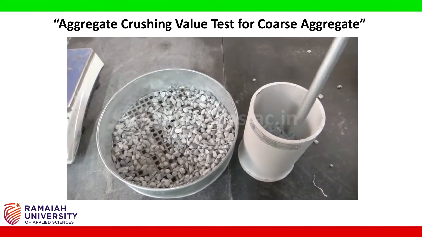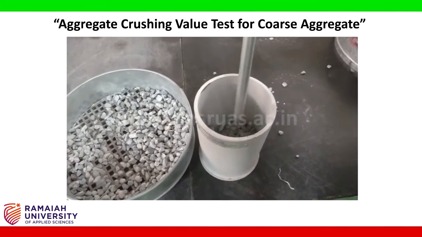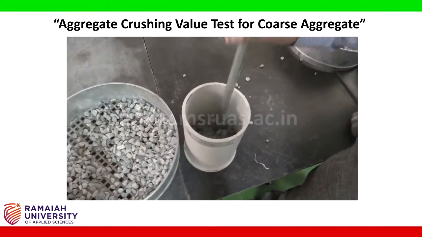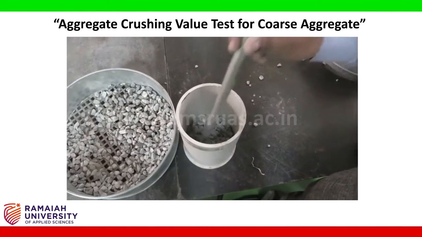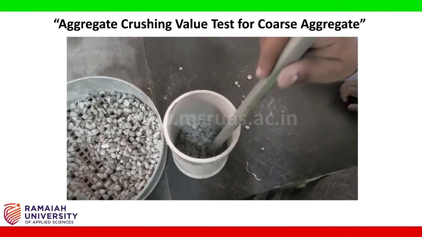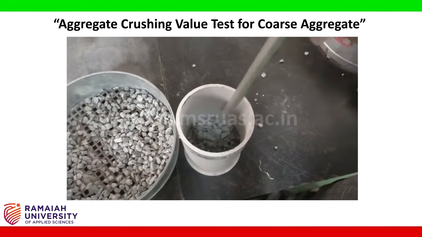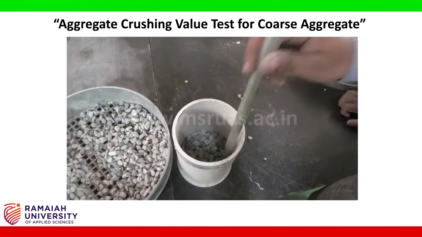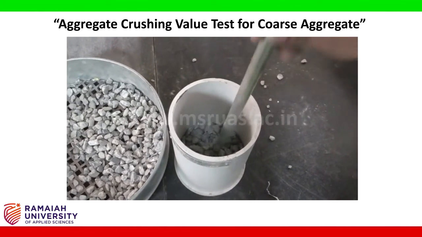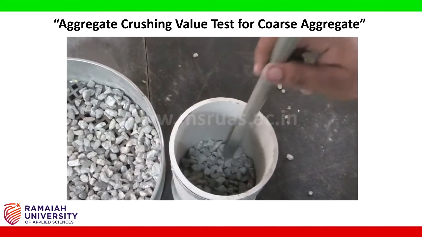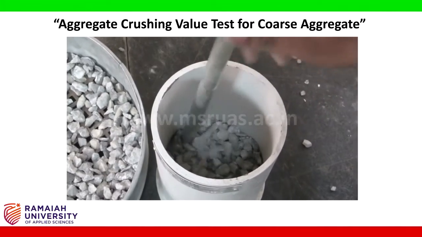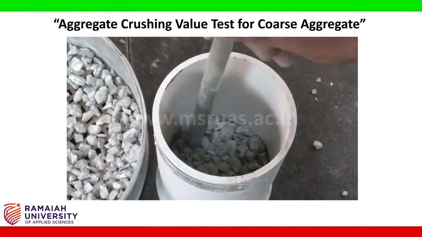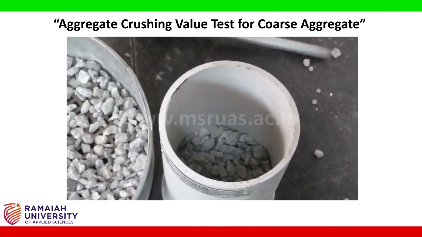So I place one-third layer here. What I am going to do, this is a 16 mm tamping rod. I am going to place 25 blows so that the blows are uniform across the one-third layer. Make sure that you are placing 25 blows.